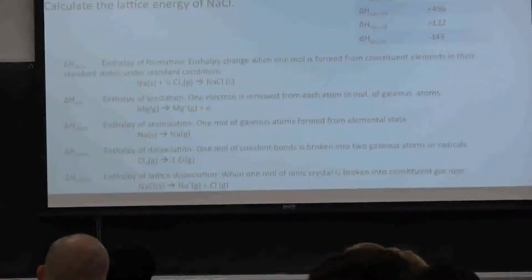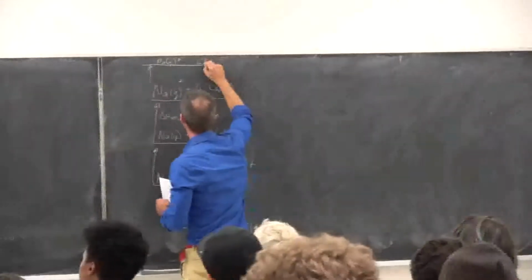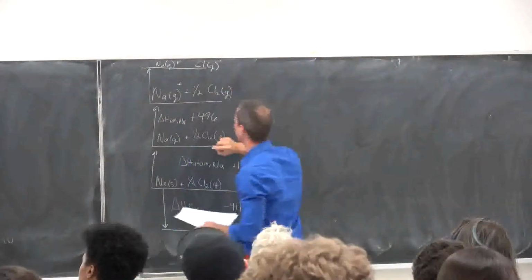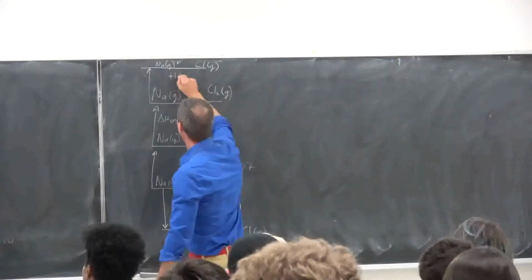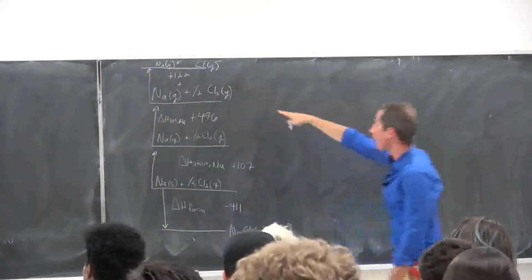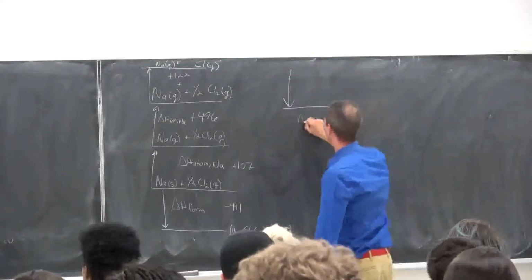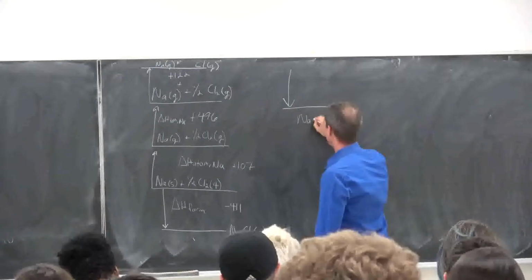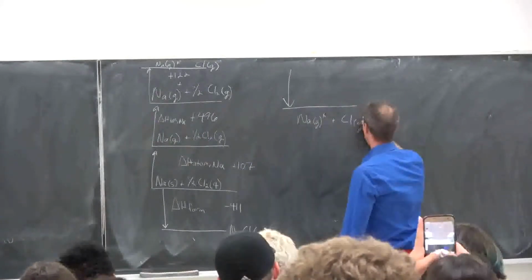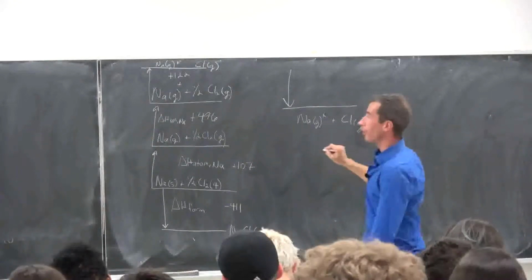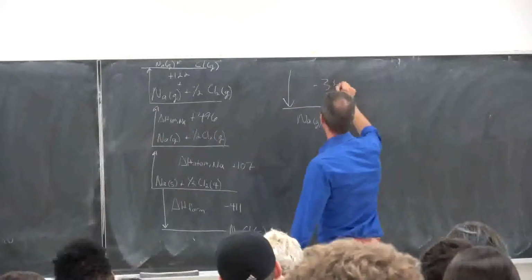Okay, so now we've got Na gas plus Cl gas, and that was a difference of 122. And now we just have to ionize our gas, which is a down. So Na gas plus Cl gas minus, and that was our 349.